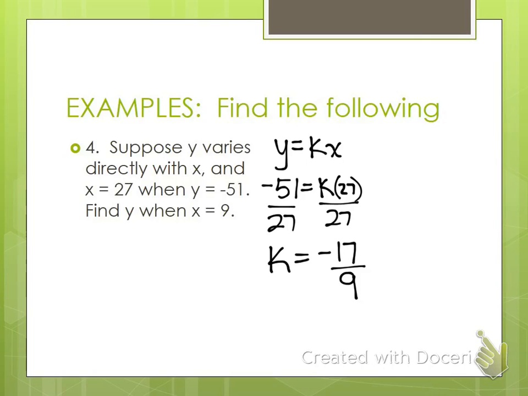We have to plug it back in. They asked us to find y when x equals 9. So we can write our equation y equals negative 17 over 9x. But then we have to find y when x equals 9. So we are going to plug 9 back in for x.